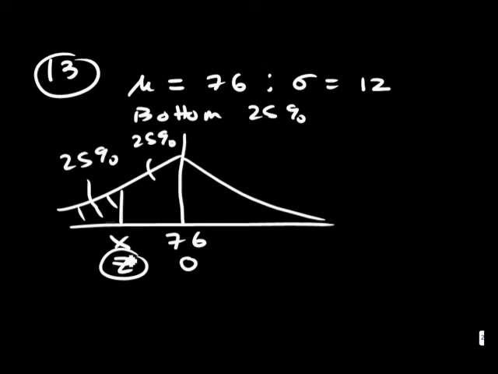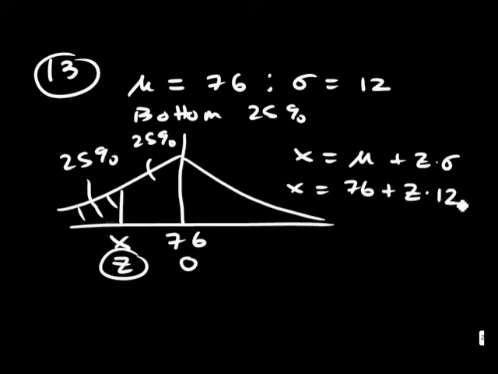Working backwards, x is mu plus z times sigma. In this case, x is 76 plus z times 12. If we determine z, we can plug this in our backwards formula and find the value of x that represents the 25th percentile or the bottom 25%.